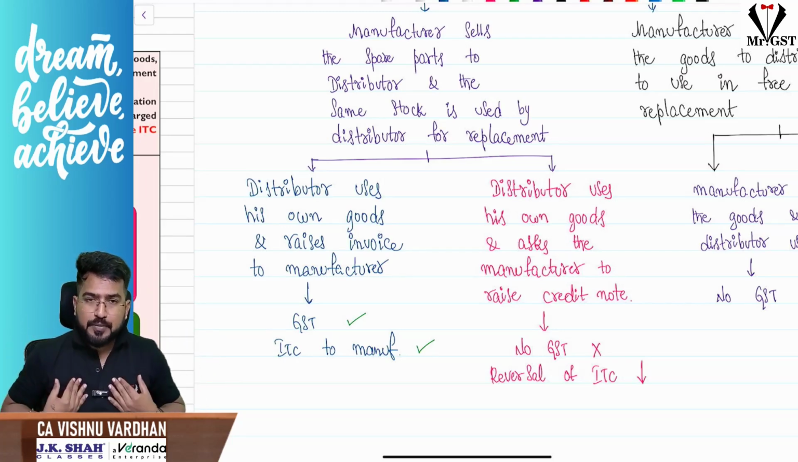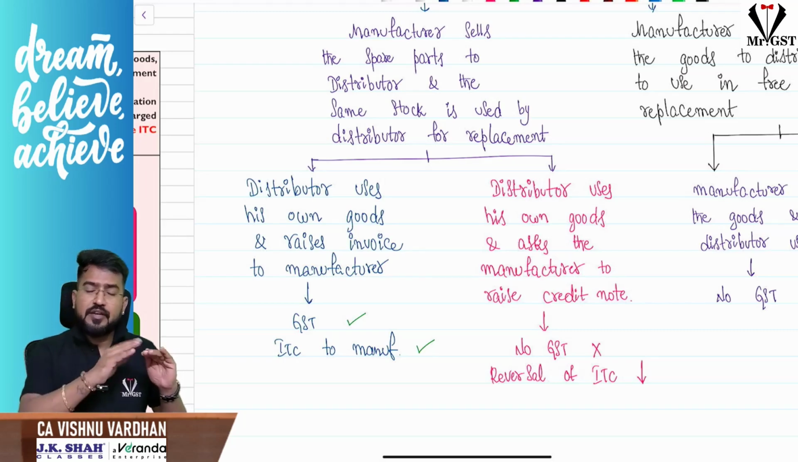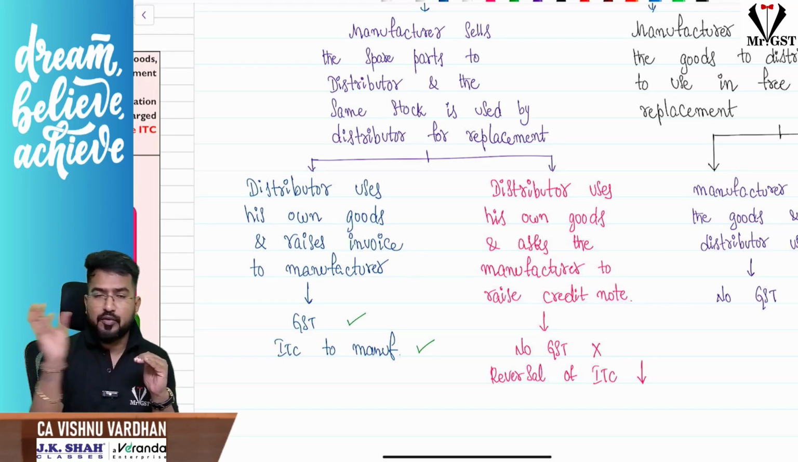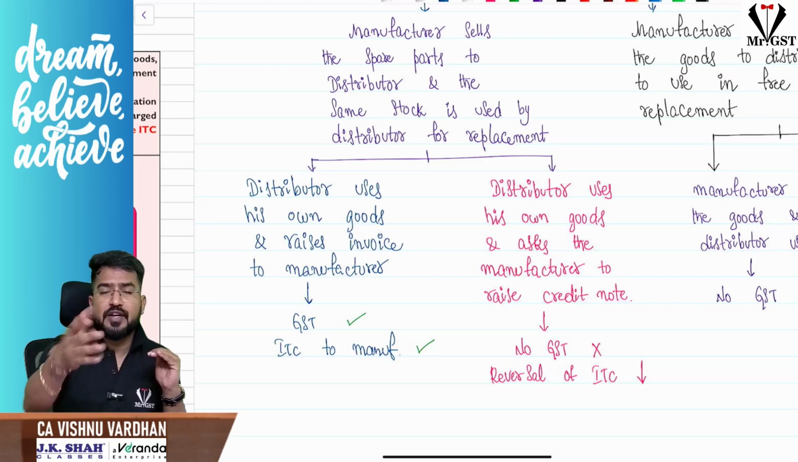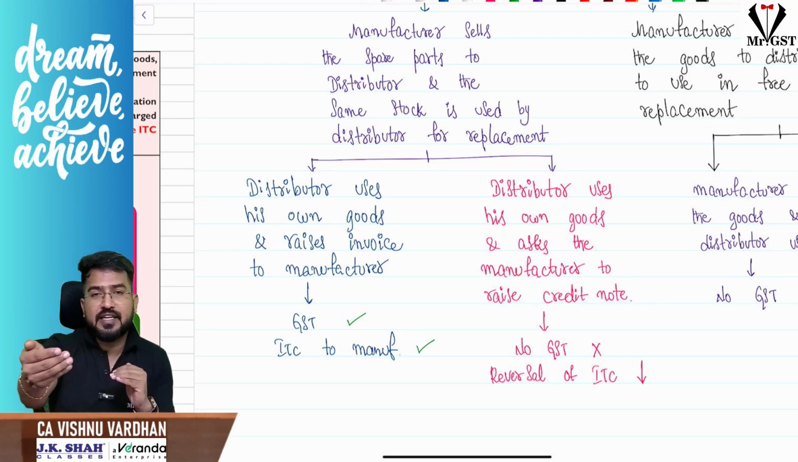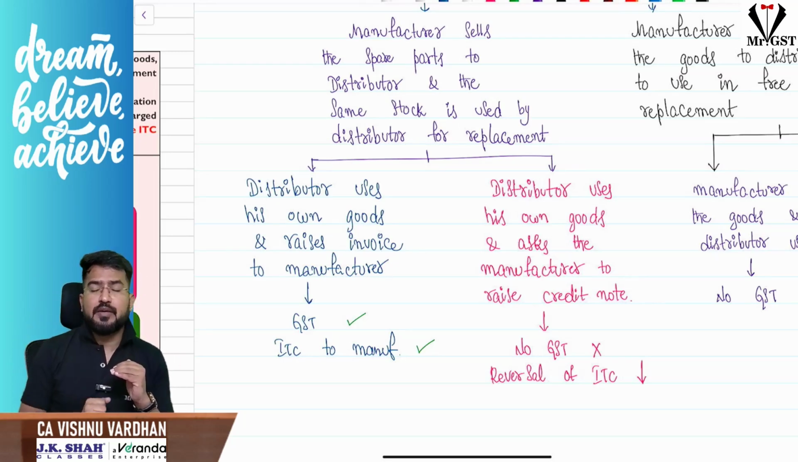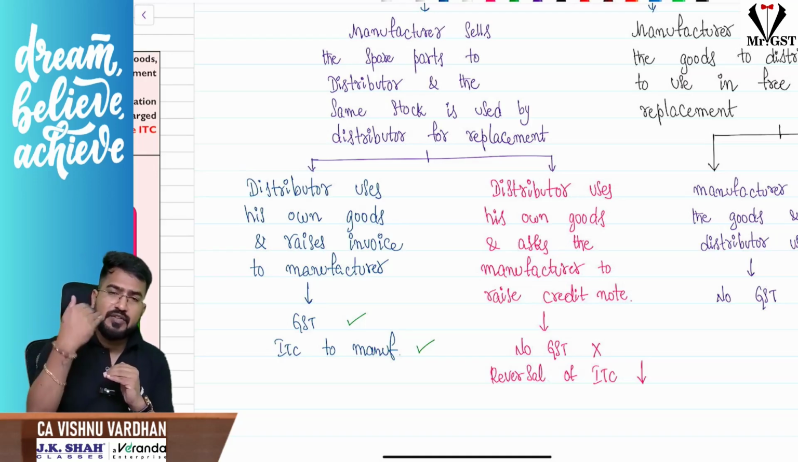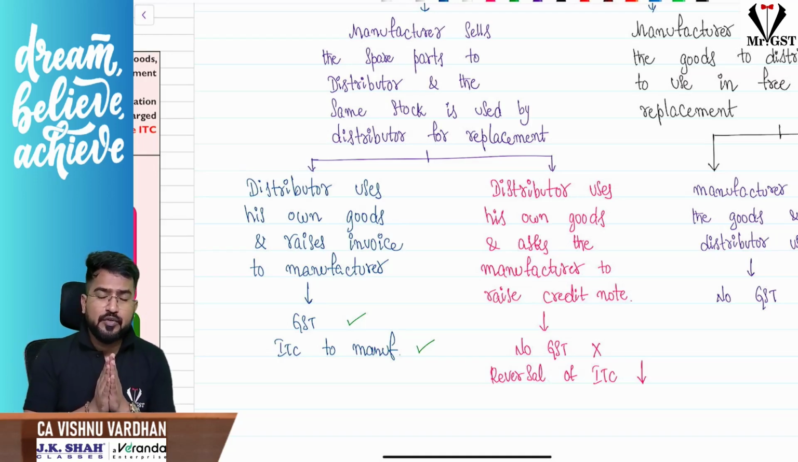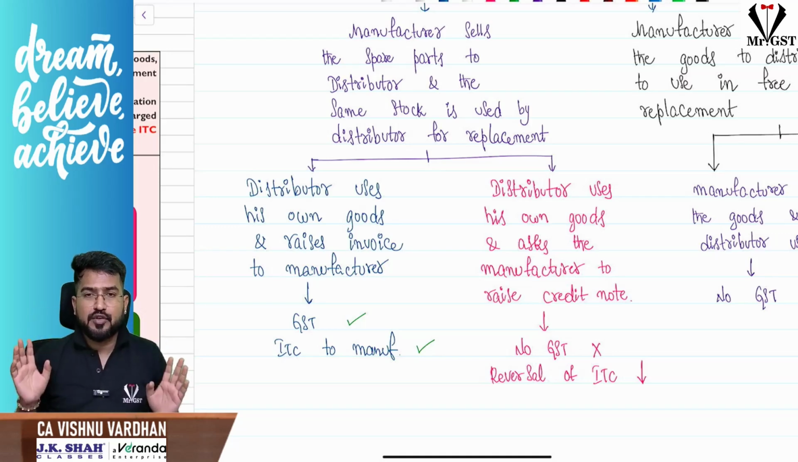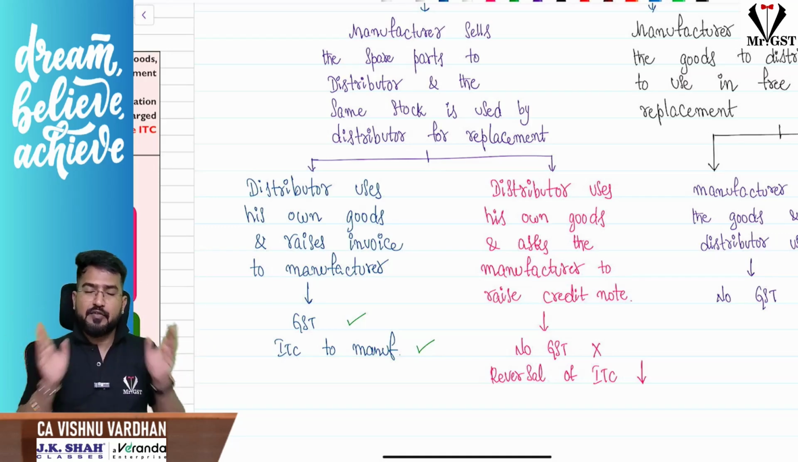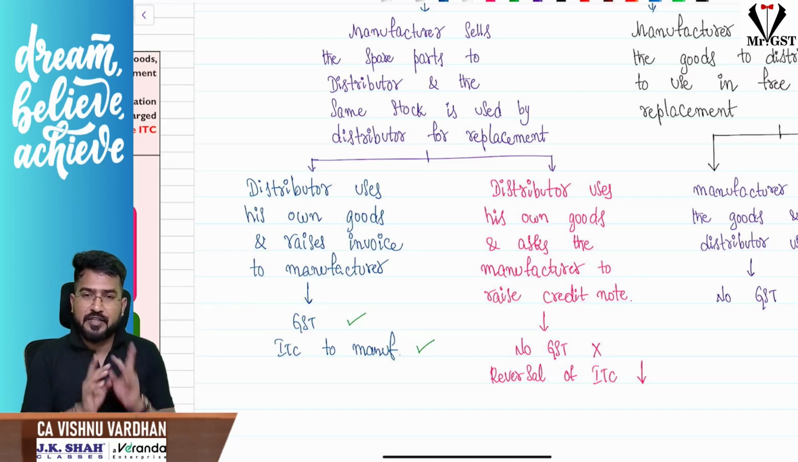Now one option is the distributor or the dealer will raise an invoice to the manufacturer. Sir, I have used so and so spare parts here, and for that this is the GST amount. Like that, he will raise a tax invoice as if he supplied the free replacement goods to the manufacturer. He will charge GST and he will pay to the department. The manufacturer also will take ITC of it, just like a normal sale happened from distributor to manufacturer. This is one possibility.